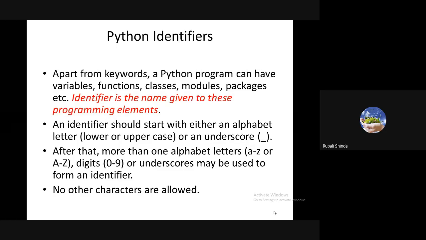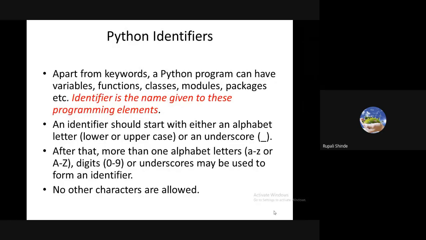And these rules are: an identifier should start with either an alphabet letter, lowercase or uppercase, or an underscore. Only the underscore symbol we can use in an identifier. We cannot use other symbols like dash, star, hash to give the name to the variable, function, or class. Every identifier should start with an alphabet, which may be lowercase, uppercase, or an underscore.